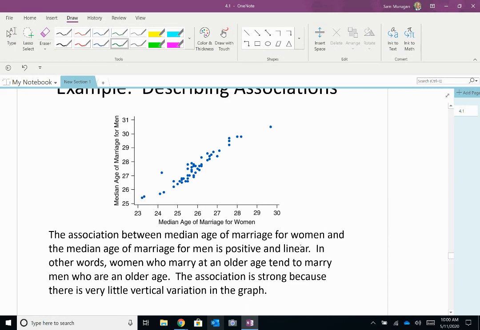The association between median age of marriage for women and median age of marriage for men is positive and linear. In other words, women who marry at an older age tend to marry men who are an older age. This association is strong because there is very little vertical variation in the graph.